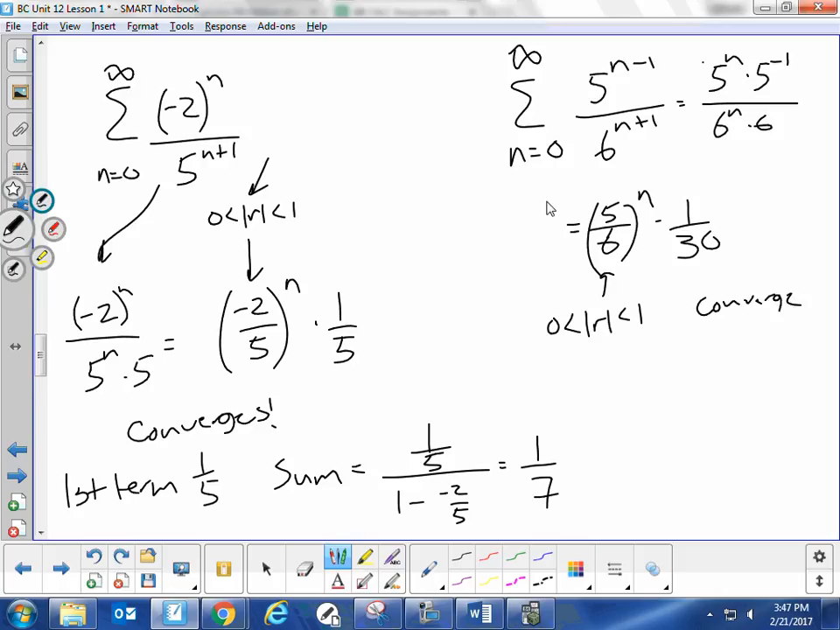My first term, if n is 0, is 1/30. So the sum is 1/30 over 1 minus 5/6. And you can do the math. 6/6 minus 5/6 is 1/6. 1/6 divided into 1/30 would be 6 over 30, or 1 over 5.